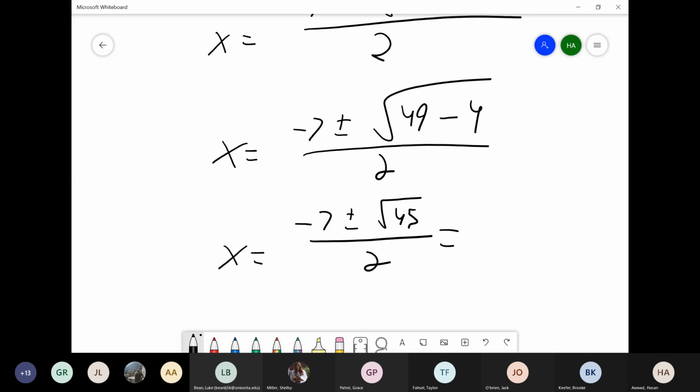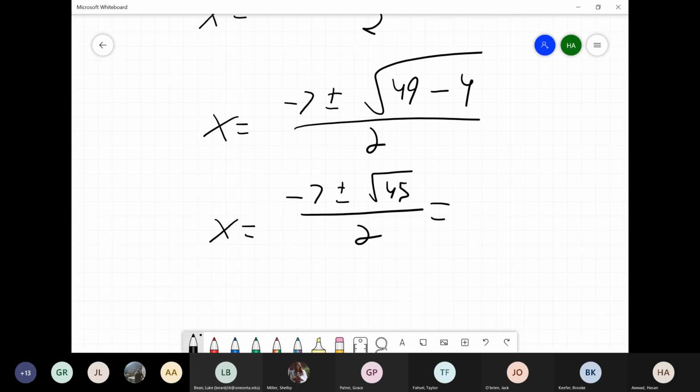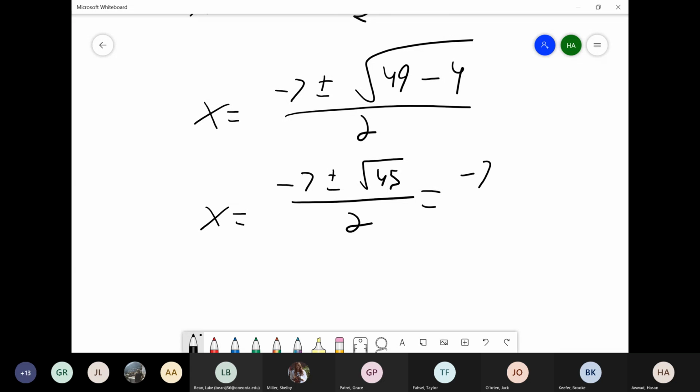Because what we're always looking for when we're trying to reduce a square root is we're just trying to factor it so that we can get a perfect square out of it. And 9 seems like a perfect square, right? 9 times 5 factors of 45. So we can obviously simplify this to be negative 7 plus or minus 3 times the square root of 5 over 2. It doesn't look pretty.